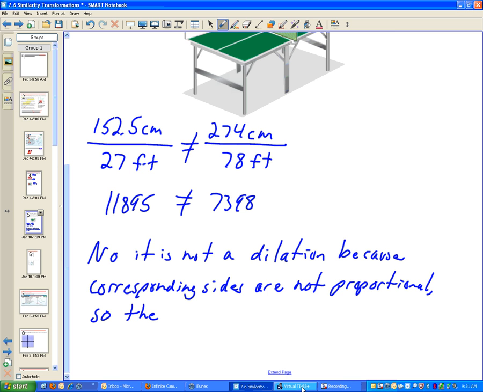So the figures are not similar. And I do need to throw that last in because the whole reason it's not a dilation is because they're not similar. All right? The definition of dilation says you come up with a similar figure. Well, we didn't here. We shrunk the tennis court, and it did not come out the same when we made a table tennis table out of it. All right. We okay with 3?